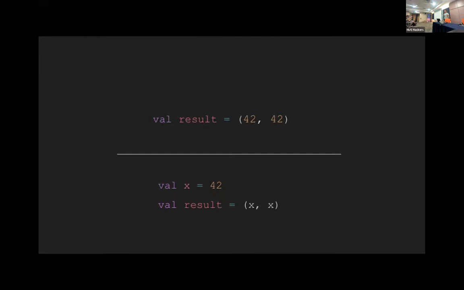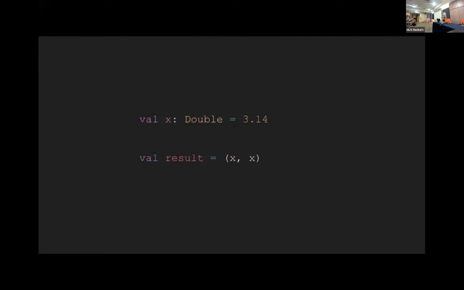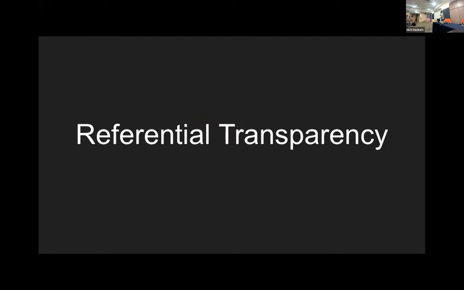So it's the same. Yeah, because X is a literal. Integers are literals. It represents the value itself. And so are doubles. And so are strings. Those are literals. So all these expressions are referentially transparent.